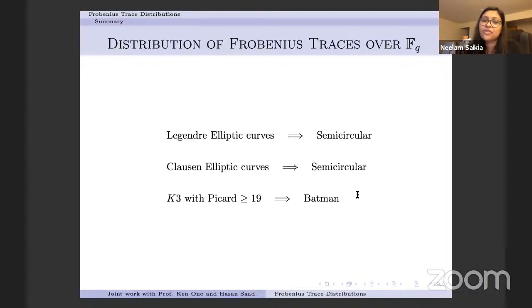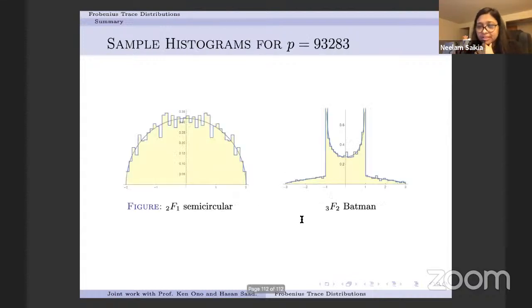So we can say that for the Legendre normal form of elliptic curves and for the Cauchy form of elliptic curves, the distributions are semicircular, whereas for the K3 surfaces whose Picard number is greater than or equal to 19, we have the Batman distributions here. Here are the pictures again for p equal to 93,283. So we have these distributions. Thank you.